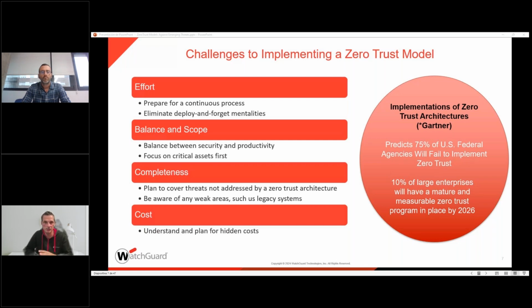A couple of predictions, in this case from Gartner. There was a Biden executive order to force federal agencies in the US to start implementing a zero trust model by September 2024. The prediction from Gartner is that 75% of those agencies that have the objective, that will plan and budget for implementing those models, 75% will fail. So clearly, it's not going to be an easy path doing this. And also, there is another prediction that is only 10%.